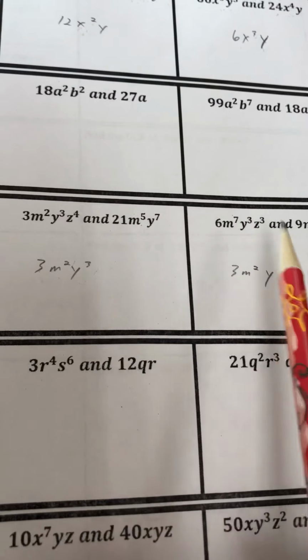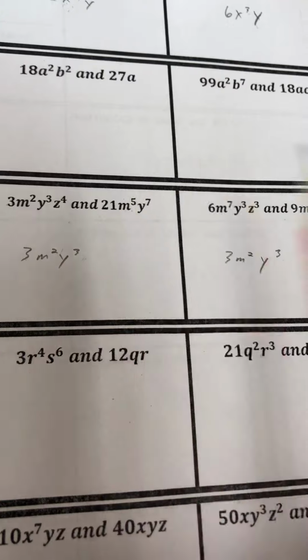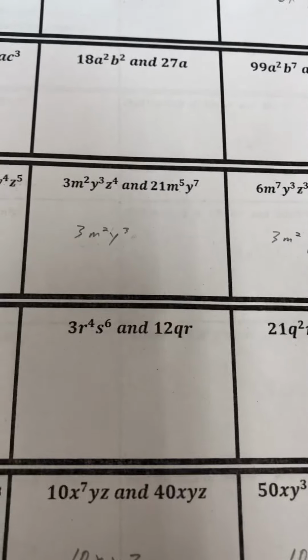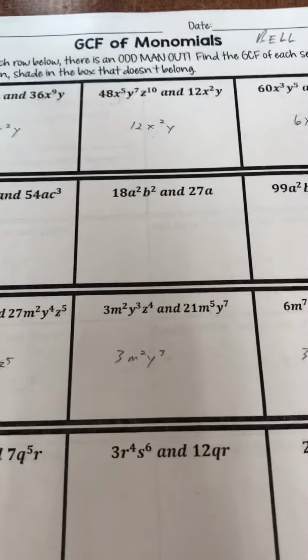because the other two you can't cover z in both of them because there isn't z in both of them. All right. Hopefully this helps with your GFC of monomials.